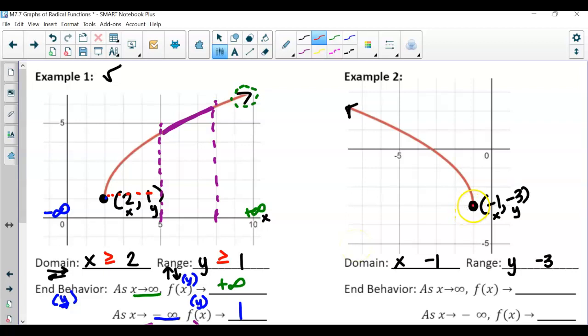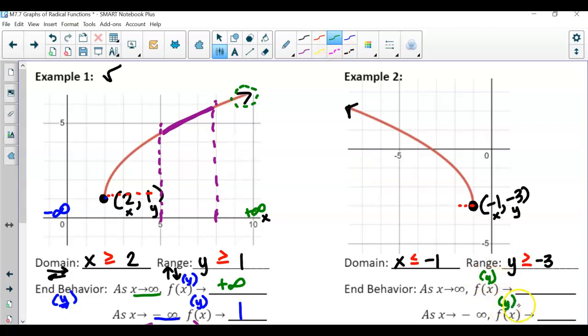So notice from the start, we're going to the left. So now notice the domain, because we're going to the left towards negative infinity, this is less than or equal to, values less than or equal to -1. But then from here, notice how we need to go up. That means our y values are increasing, so greater than or equal to -3. And remember, end behavior, we're looking at f of x values, so that is our y values.